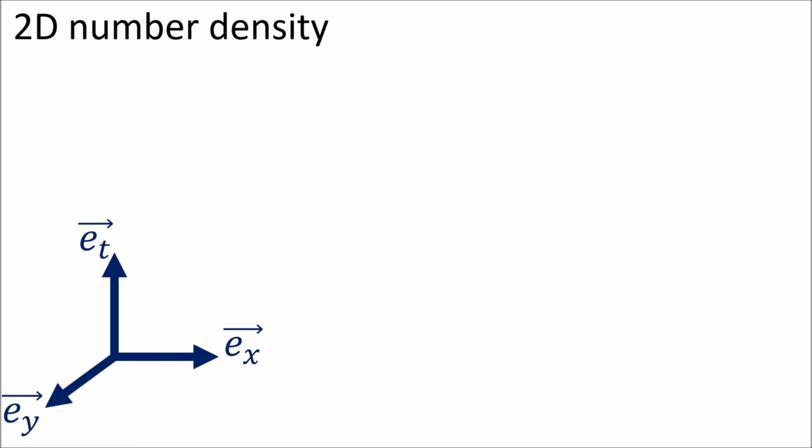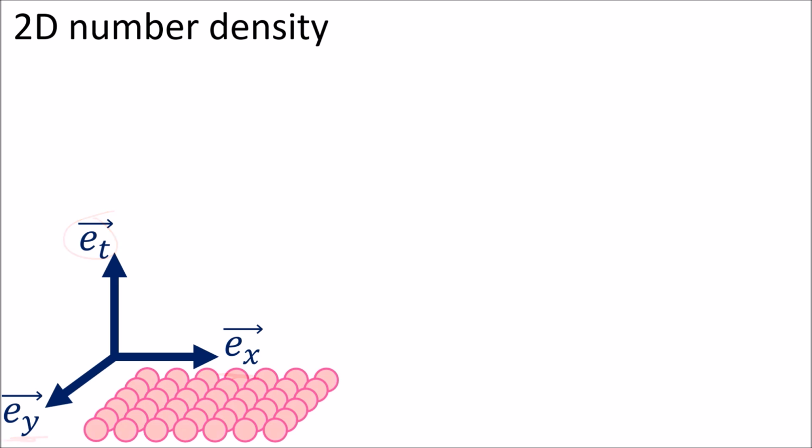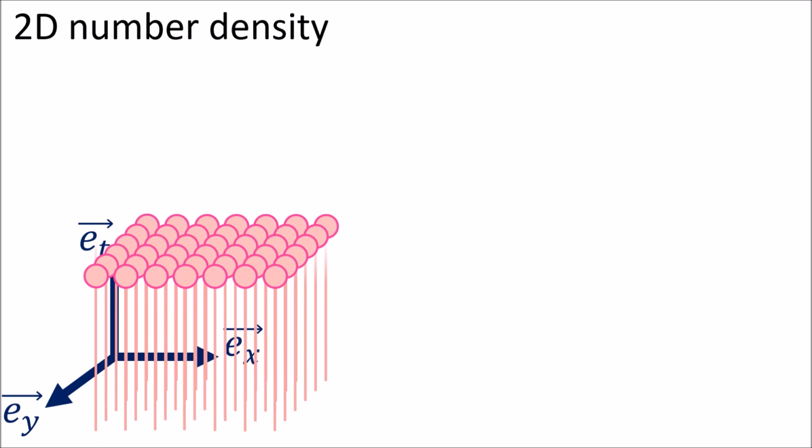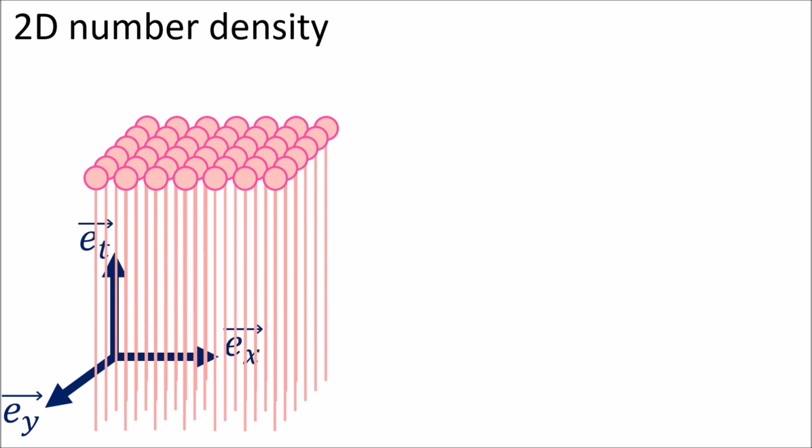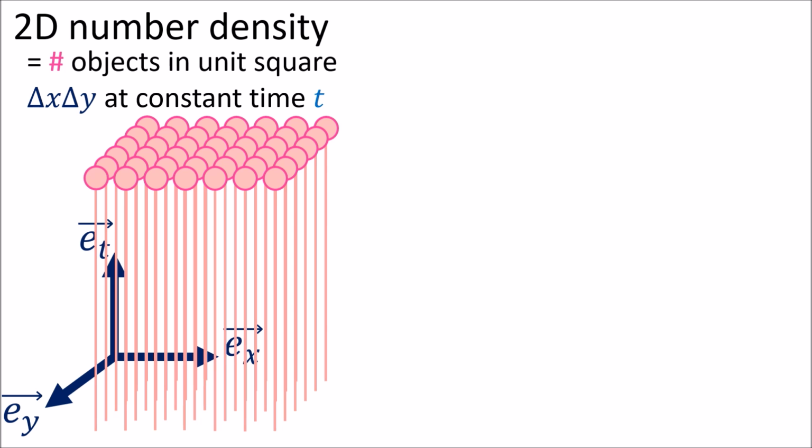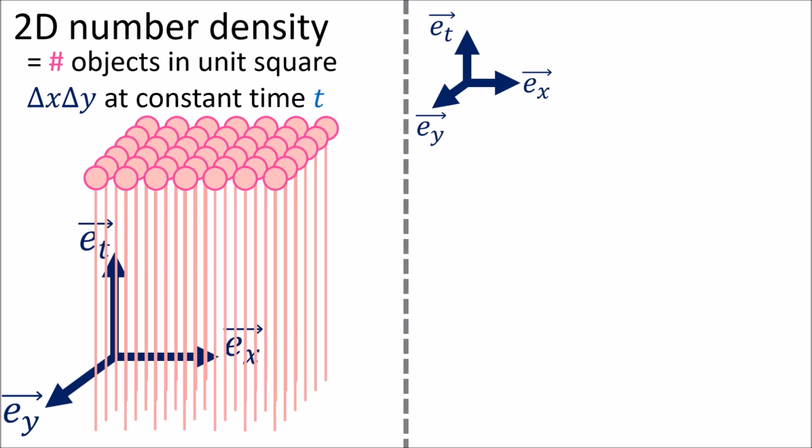Now, let's look at the case where we have 2 spatial dimensions, x and y, as well as time. On a spacetime diagram, a bunch of stationary particles would have vertical world lines like this. To get their 2-dimensional number density, we just count the number of particles in a 2-dimensional unit square in the xy plane, at some constant time.